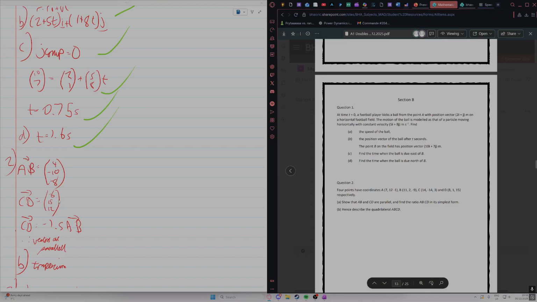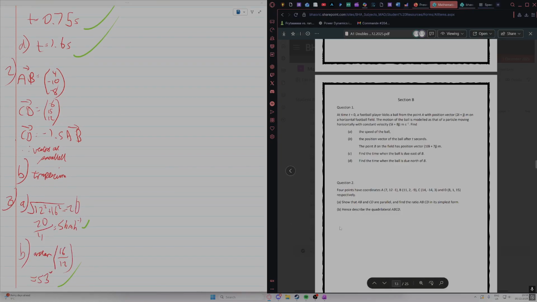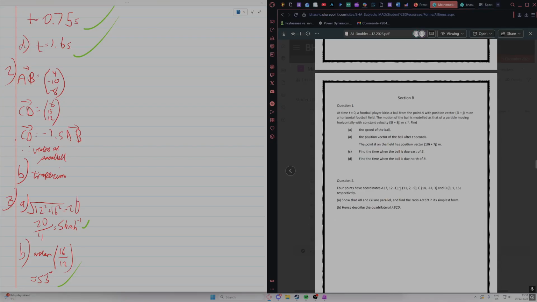Show the parallel, where you just say that CD is negative 1.5 AB, so there's a scalar, and then describing the quadrilateral, it will be a trapezium because it's parallel, as we said in the last question, or a few questions ago.